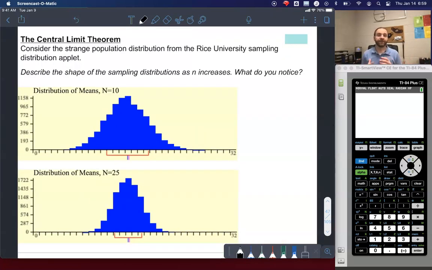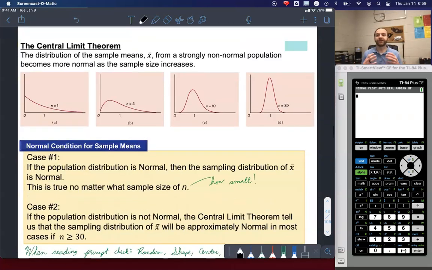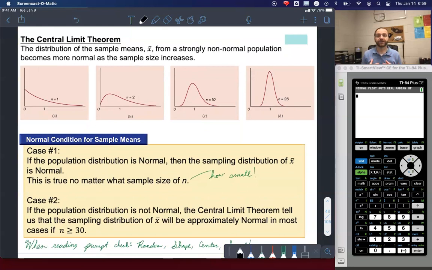So what have we learned about the central limit theorem? Here's what we know. The central limit theorem says the distribution of your sample means, x bar, from a strongly non-normal population becomes more normal as the sample size increases. You can see these pink graphs here. You have a distribution, n equals 1, to n equals 2, to n equals 10, to n equals 25, and you start to see the sampling distribution become more and more normal. And that's what that applet really shows you.